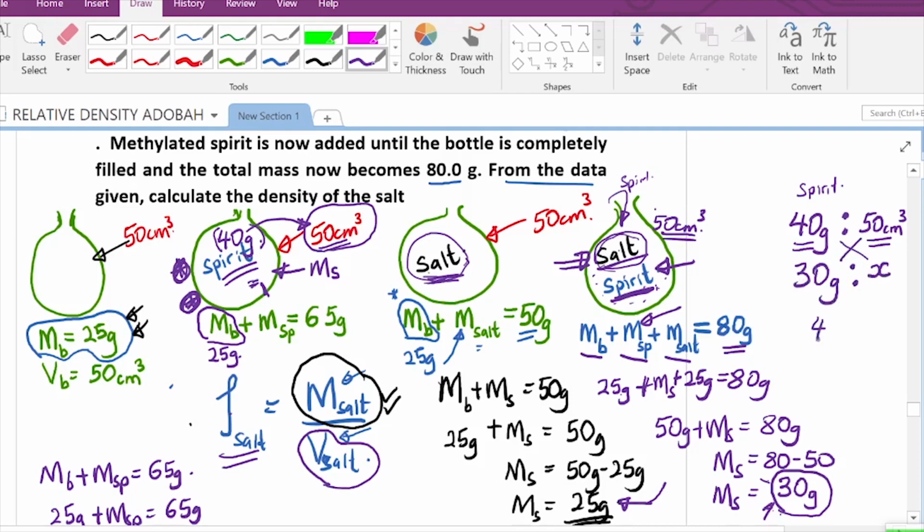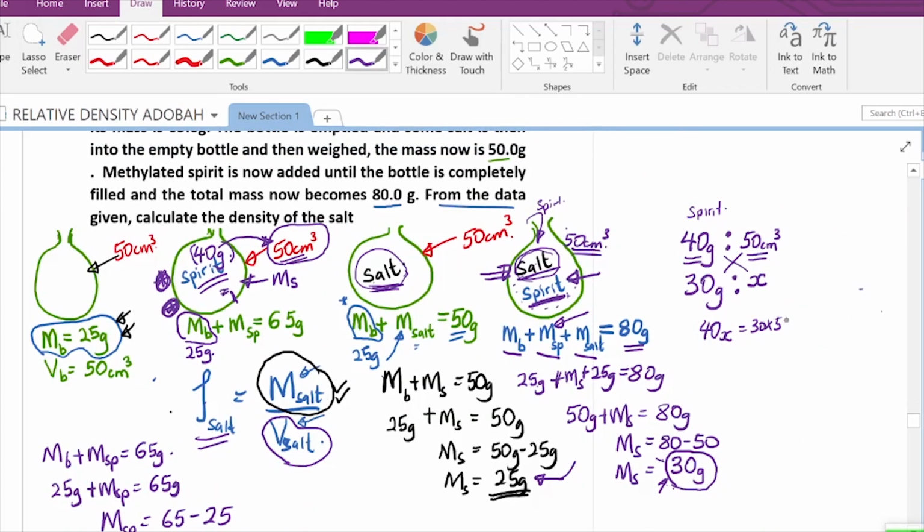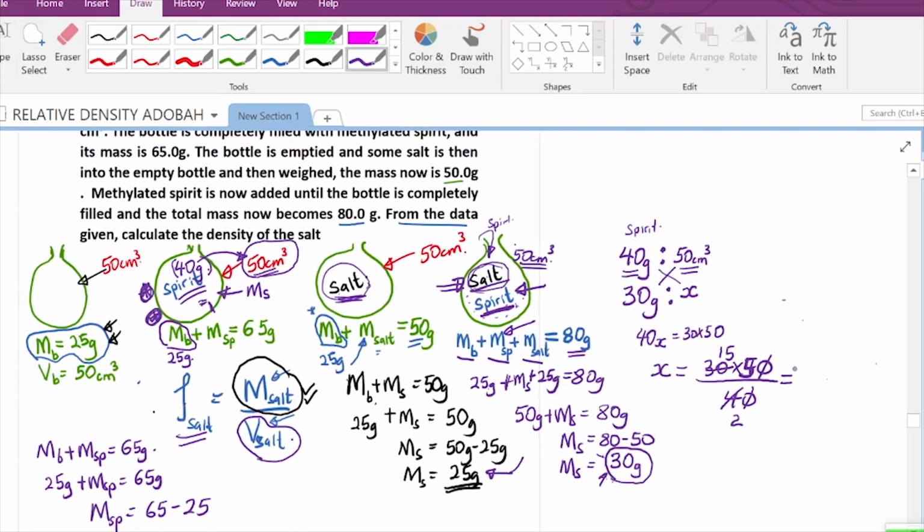We cross multiply. When we cross multiply, we end up with 40X being equal to 30 times 50. So our value of X is going to be 30 times 50, divided by 40. Dividing by 2, here we have twice by 2, 15. So we've ended up with 37.5. So 37.5 centimeters cubed is the volume that has been occupied by the spirit.